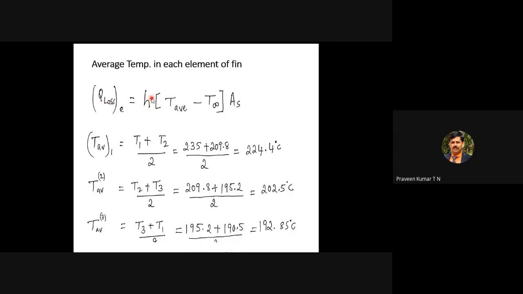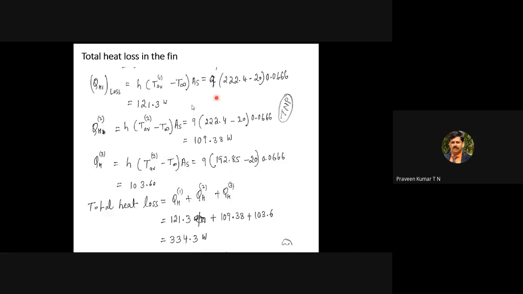By using that average temperature, the heat loss is equal to h into, we have the standard convection heat transfer matrix, so h into T average or T surface minus T infinity into A_s. So A_s you have to find out. You are getting A_s as 1.006.